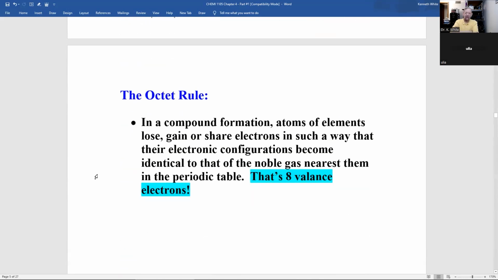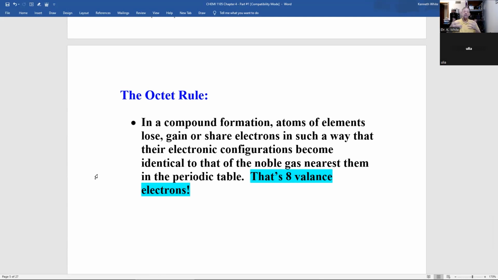Now again, the octet rule, which I'll never ask, in compound formation, and you'll be seeing this the rest of this chapter and the next part of chapter 4, atoms of elements lose, gain, or share electrons in such a way that their electron configuration is identical to that of the noble gas nearest to them in the periodic table. When they do have that, they have 8 valence electrons, which is why it's called an octet.